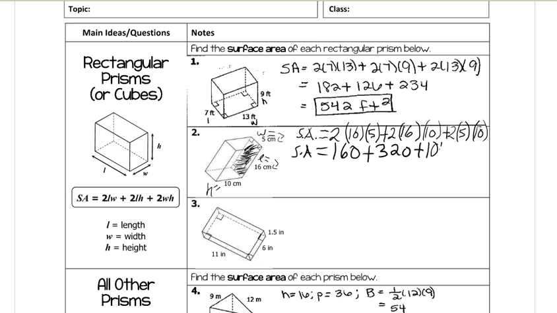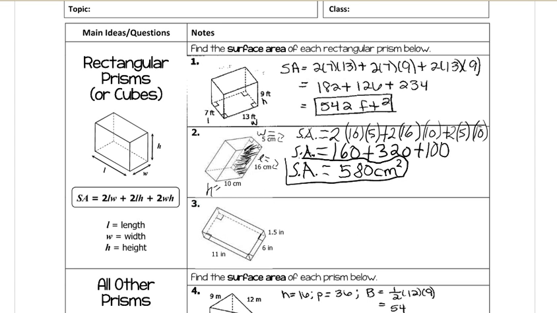I'm going to use a calculator for that. So I could probably add this up, it's easy. 100 plus 320 is 420. 420 plus another 100 is 520. 520 plus another 60 is 580. So my surface area here should equal 580. Now since this area is going to be centimeters squared. Okay, that is how you do number 2 in this problem. That's my answer.